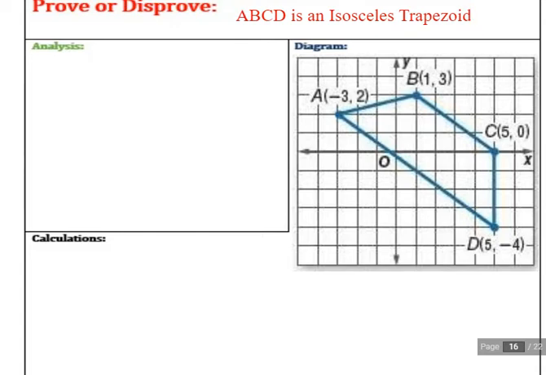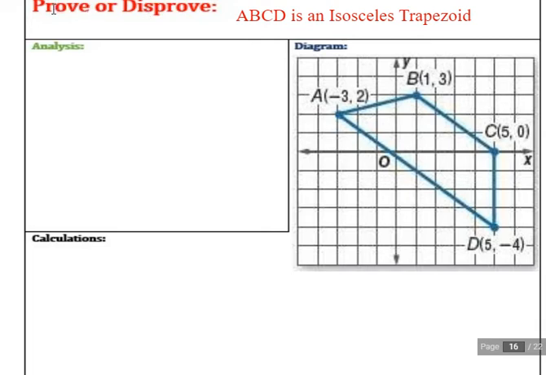So for example, on this one, if we have to prove or disprove that ABCD is an isosceles trapezoid, we first have to identify what makes an isosceles trapezoid special. Well, it's actually two things. One, trapezoid, meaning that we have one set of parallel sides, probably BC and AD, but also the isosceles part, meaning the other two side lengths have to be the same.